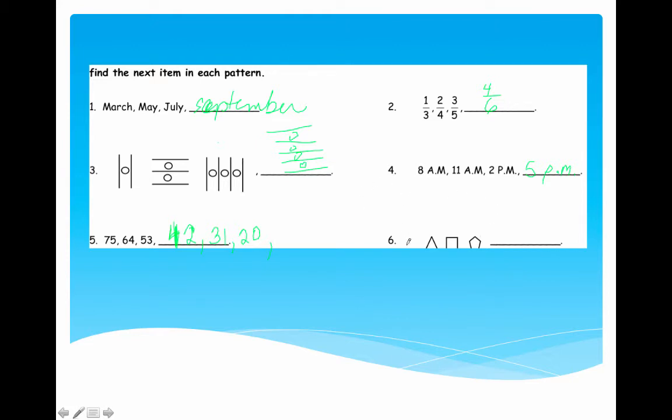Okay, now on this last one, those are missing pieces. Sorry about that. So this was originally a triangle and a square and a pentagon. So all of them are regular polygons. They all have equal length sides and equal angles. So equilateral triangle, square, regular pentagon. The next one should be a regular hexagon.